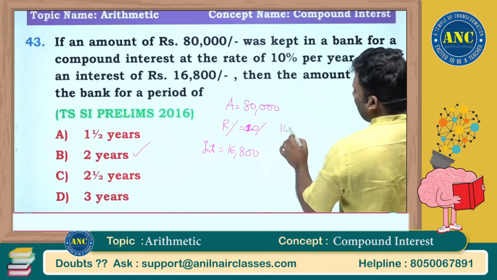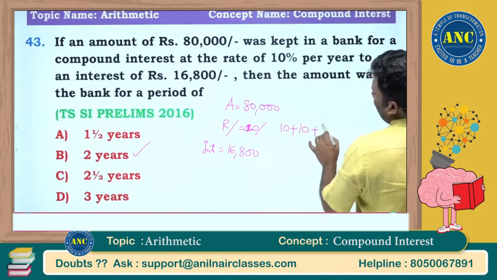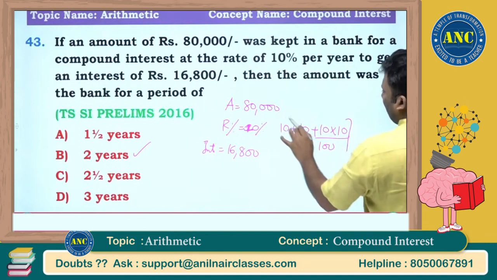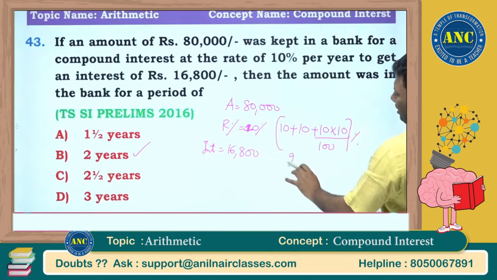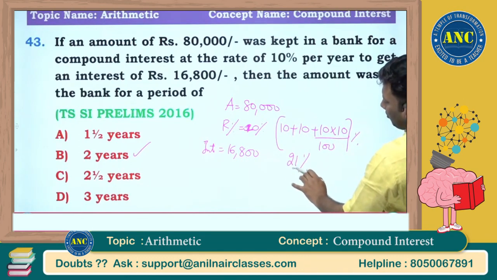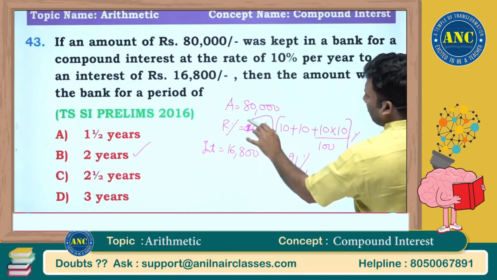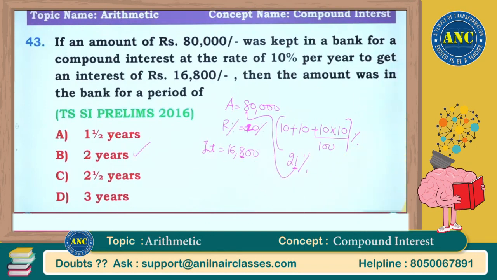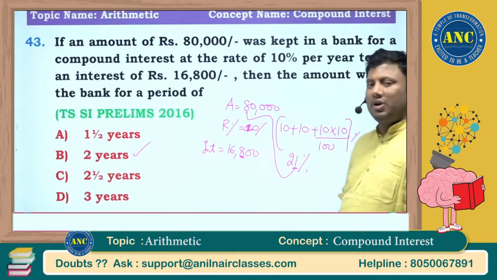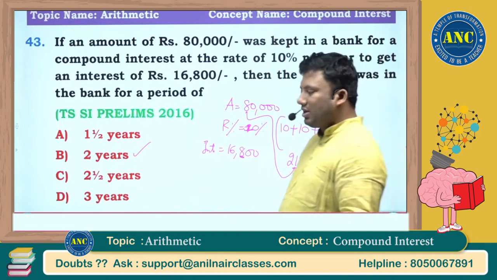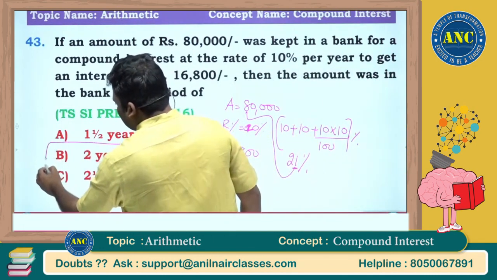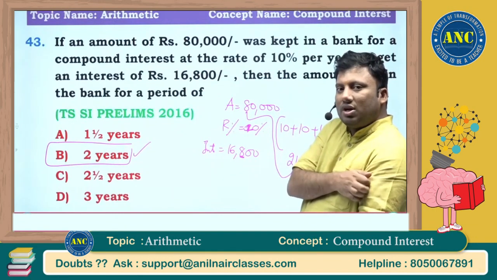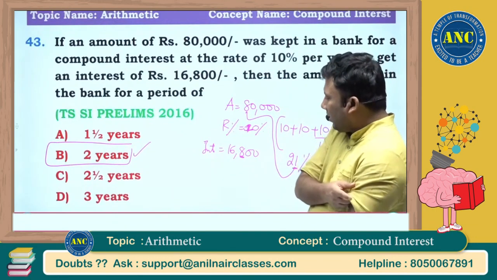So 10 percentage, 2 years. It will become 10 plus 10 plus 10 into 10 divided by 100, which is 21 percentage. Rightmost non-zero 1, rightmost non-zero 8. 1 8 is 8. It is matching. Are you all with me? This is matching. So the answer for this question is 2 years. Is the idea clear?